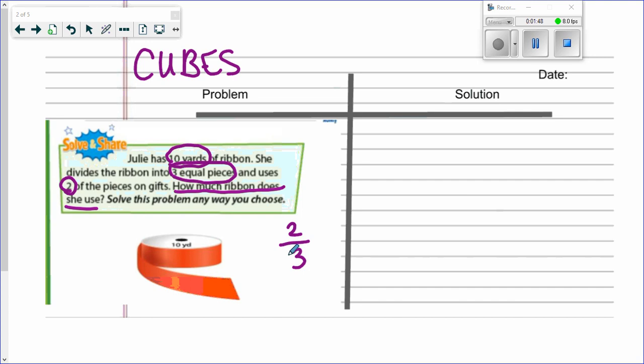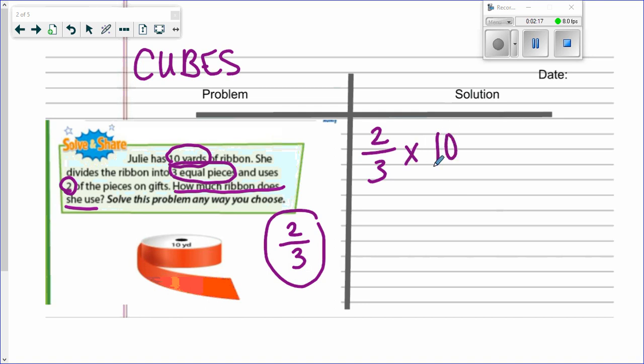All right, so let's go ahead and talk about how we're going to solve this problem. So we have those 10 yards of ribbon, and we're dividing those into 3 equal pieces. 3 isn't going to go very nice and neatly into 10, so that's kind of why I talked about this. We're actually using 2/3 of the ribbon. So one way to solve this problem would be to multiply 2/3 times 10.